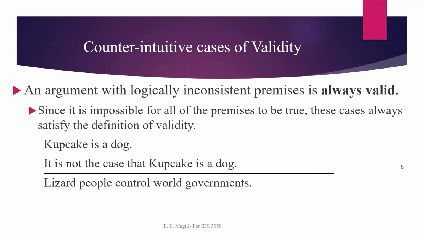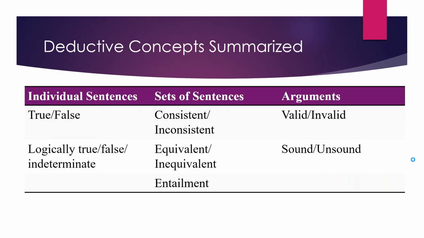So now let's do a quick recap of what we've covered so far in the last two videos, right? These are the properties that apply to these different types of things. Individual sentences can be true or false in their relation to the actual world, their actual value. They can be logically true, false, or indeterminate, which is based on their structure and the possible truth values, not just what's actually true in the world. Sets of sentences can be consistent or inconsistent, which depends on whether it's logically possible for them all to be true at the same time.